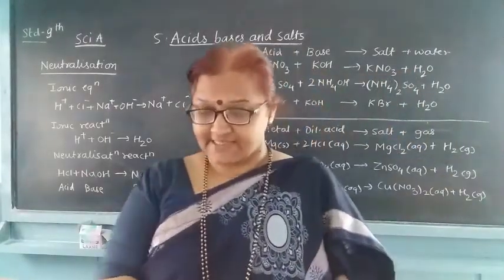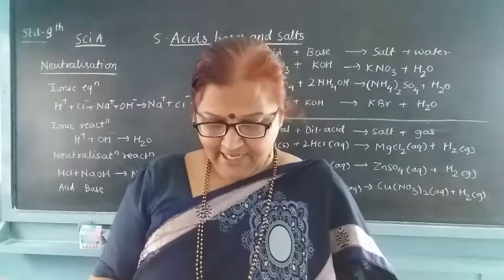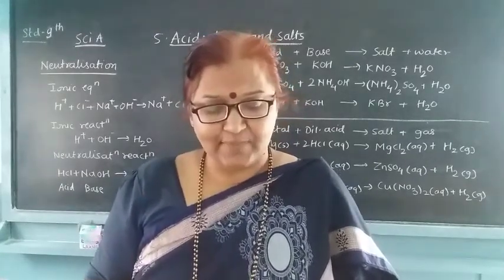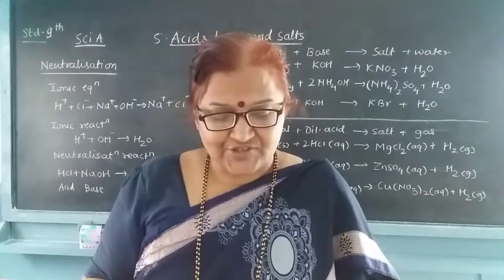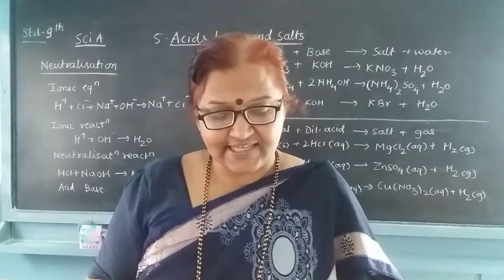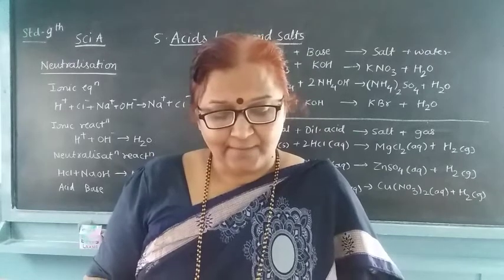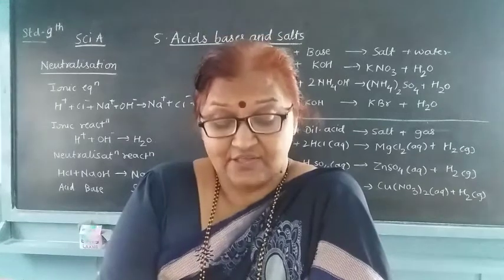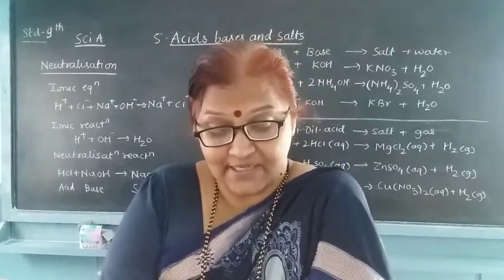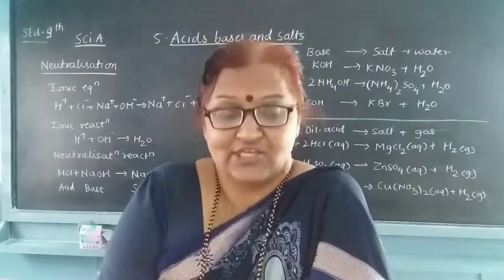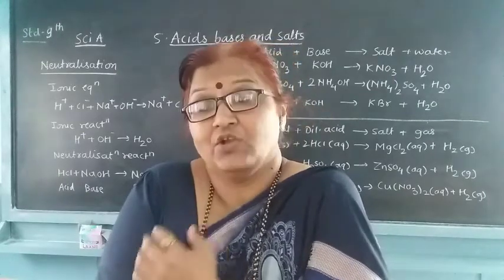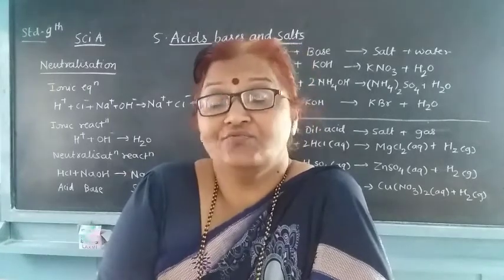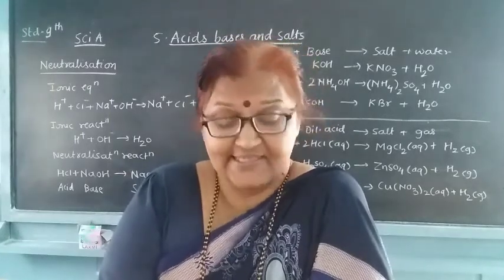Then see, next page. Reaction of acids with metals. The reaction of acid with metal is determined by the strength and the concentration of the acid and also by the reactivity of the metal and the temperature. So whenever you see the reaction between acids and metals, what happens here actually? The concentration of the acid and also the reactivity of the metal is most important in this case.